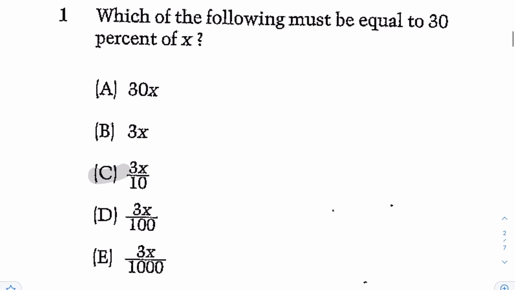Alright, for question number 1, which of the following must be equal to 30% of x? So you have to look through all of the following expressions and you have to change the word sentence into a number sentence. So the keywords here are percent and of. So 30% of x, you're going to have to turn this phrase into a number sentence.